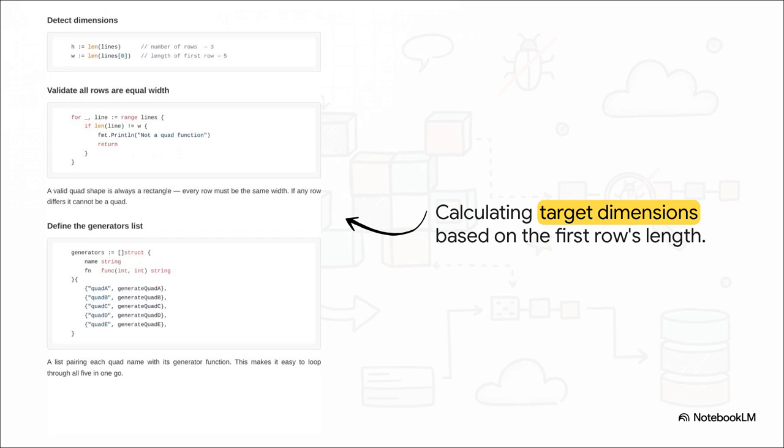Once the data is safely ingested, the code calculates the baseline height and width, which sets up our next layer of defense. The height is just the number of rows, the length of the line slice. And the width is simply derived from the length of that very first row. Boom. We now have our target dimensions to test everything else against.